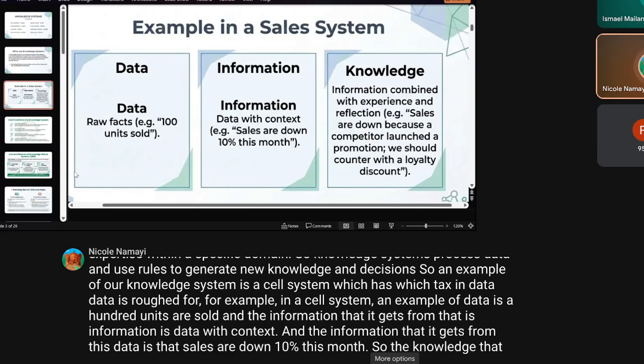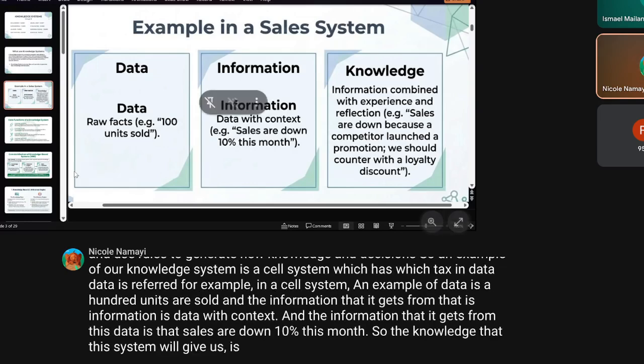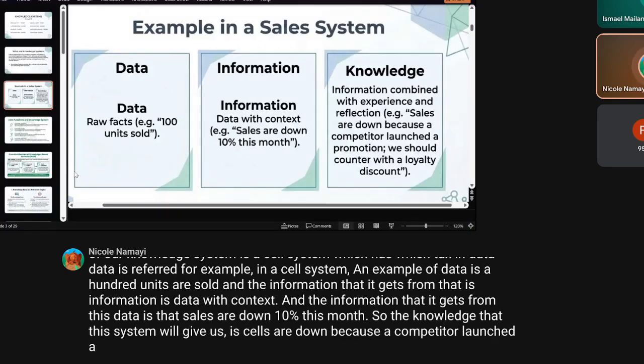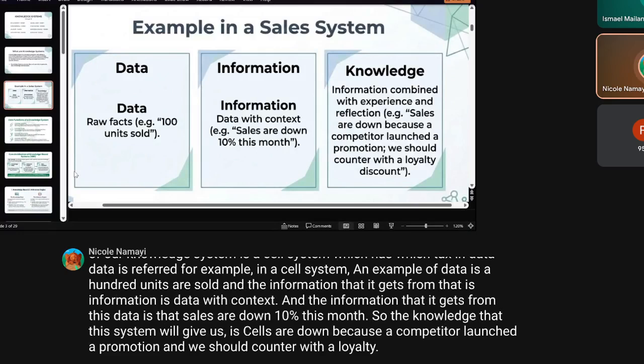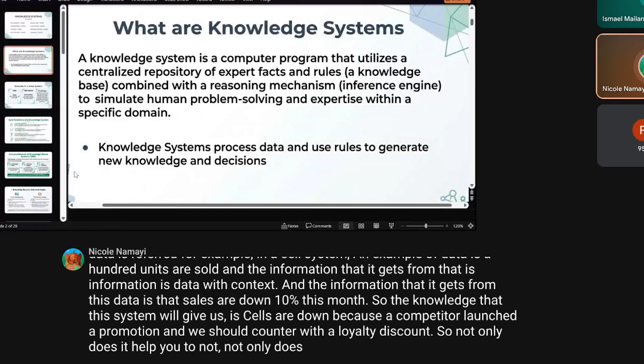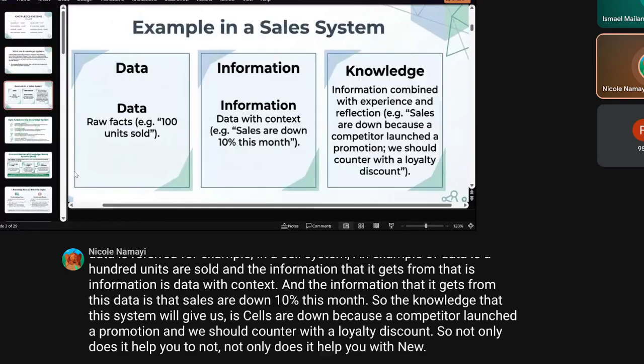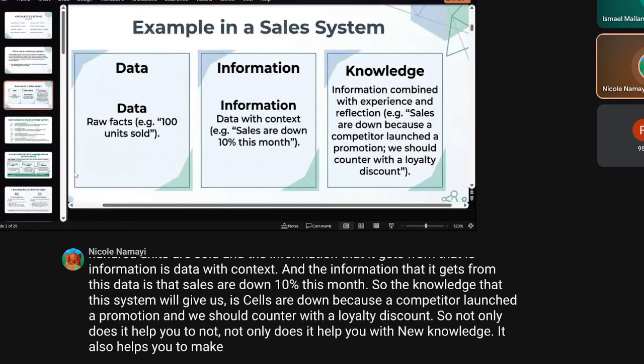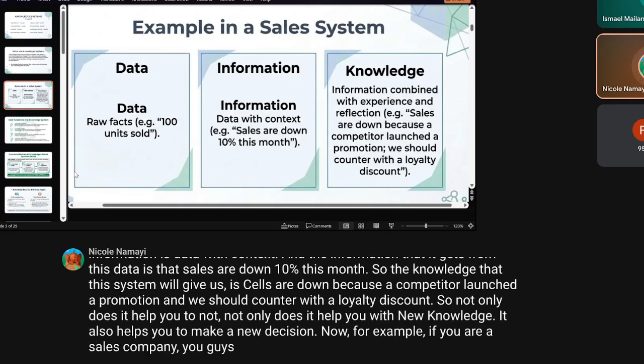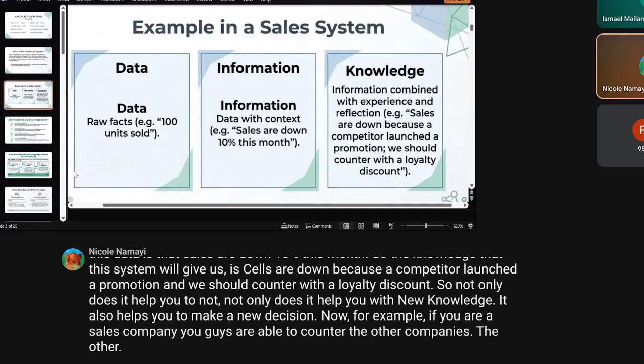So the knowledge that this system will give us is that sales are down because a competitor launched a promotion and we should counter with a loyalty discount. So not only does it help you with new knowledge, it also helps you to make a new decision. For example, if you are a sales company, you are able to counter the other company, which is your competitor, by offering a loyalty discount to your customers.